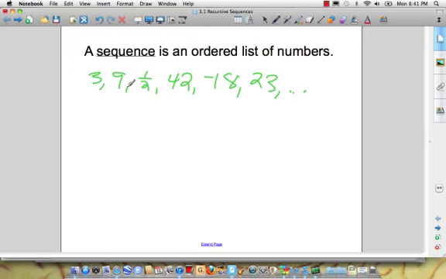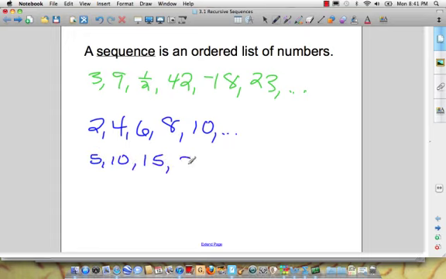The first number is 3, the second number is 9, the third number is 1/2, the fourth number is 42, and so on. Now, as you might imagine, mathematicians are more interested in sequences that display some sort of pattern that's predictable. For example, 2, 4, 6, 8, 10, and so on. That's a sequence you're very familiar with. Here's another one: 5, 10, 15, 20, and so on.